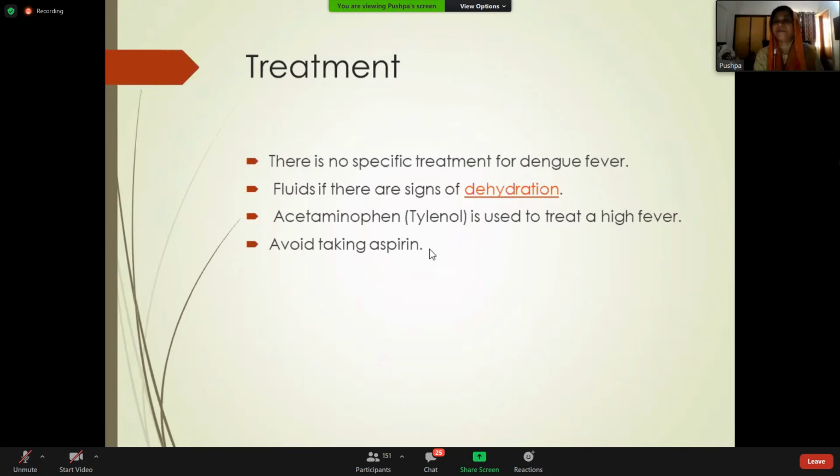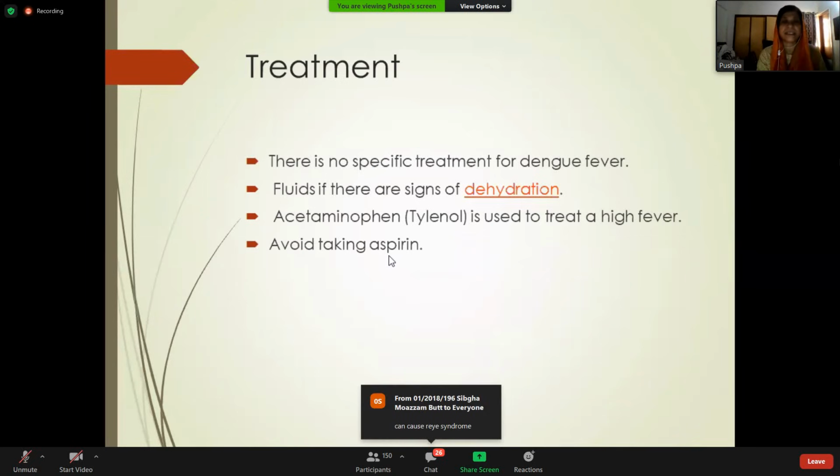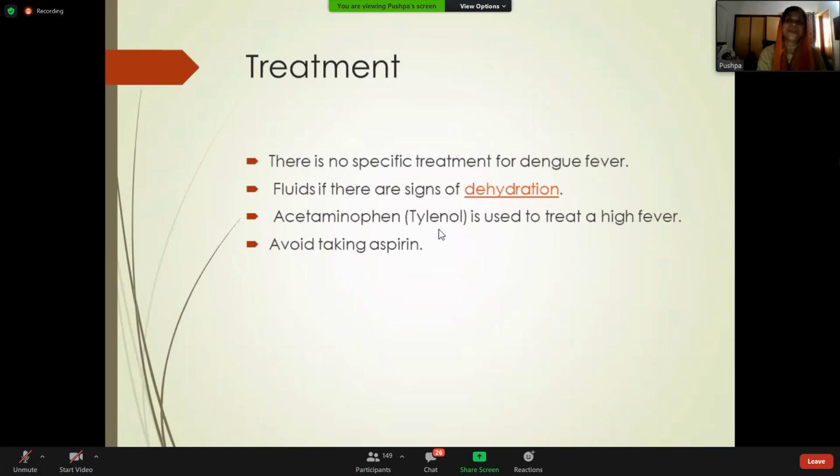Aspirin is avoided. Why is aspirin avoided? Anyone? Aspirin? Because there is already bleeding, so it will aggravate it. Aspirin has a side effect that it causes bleeding, so we are avoiding that. Tylenol in other countries, but Panadol in our country, can be used for treatment of fever and headache.